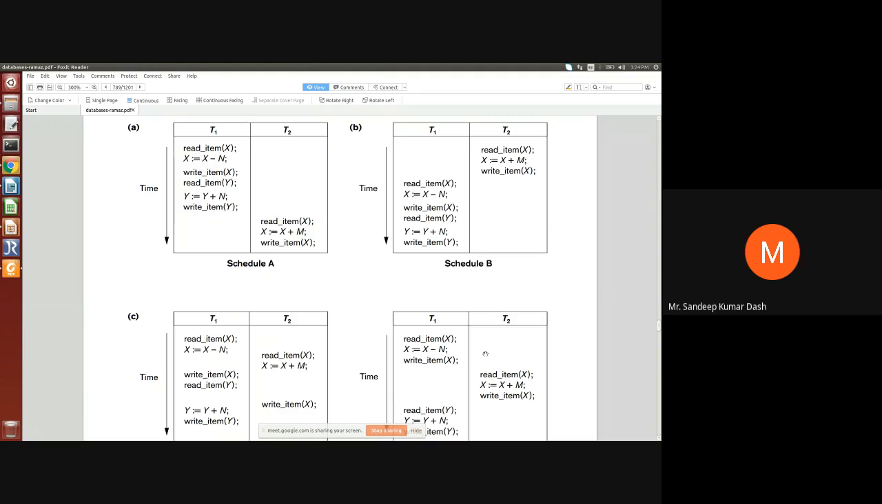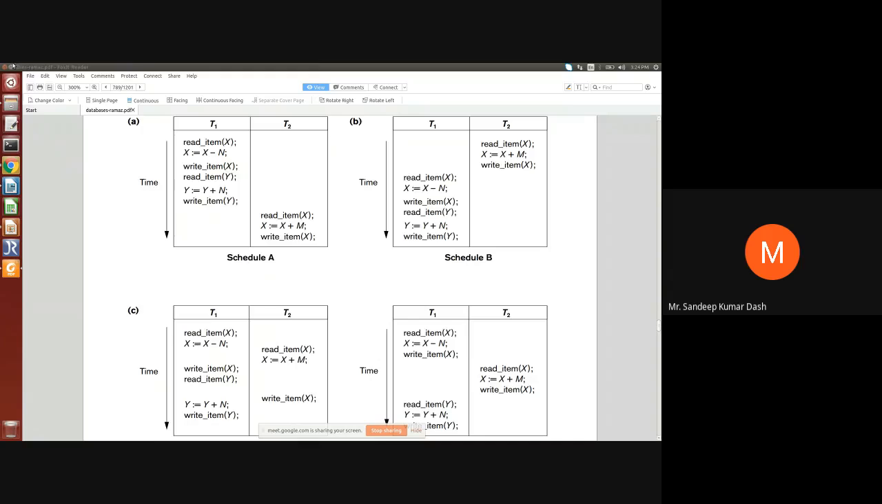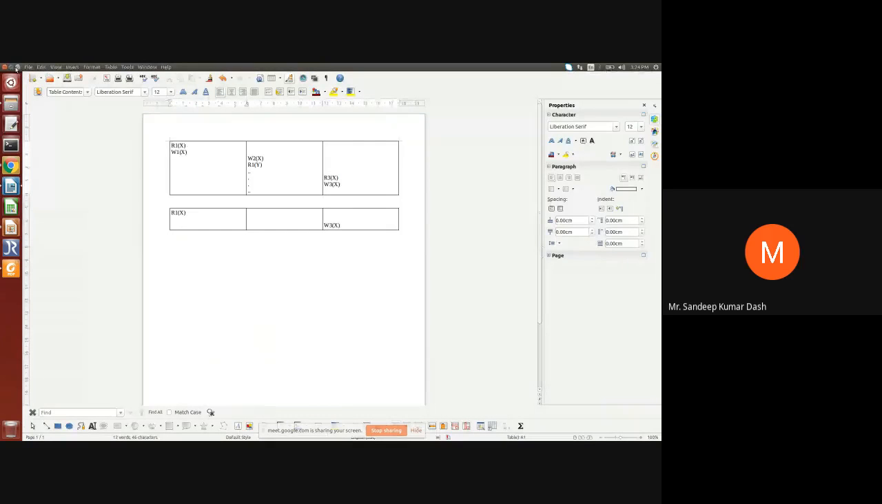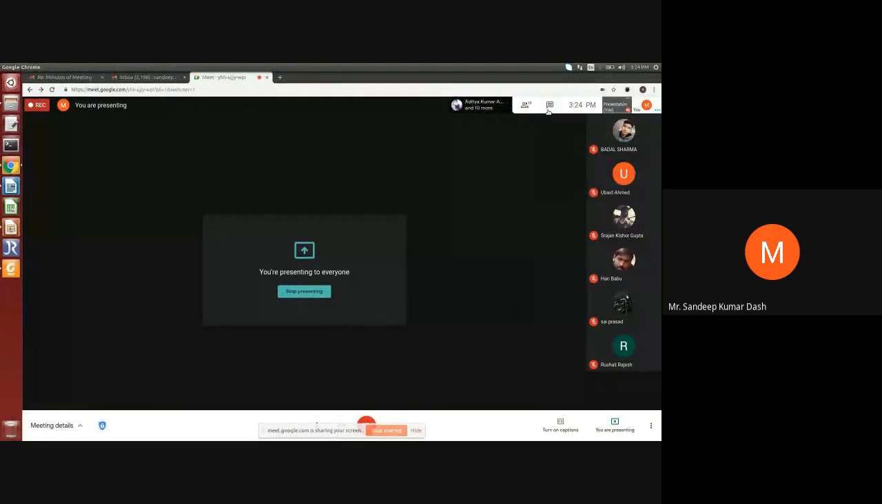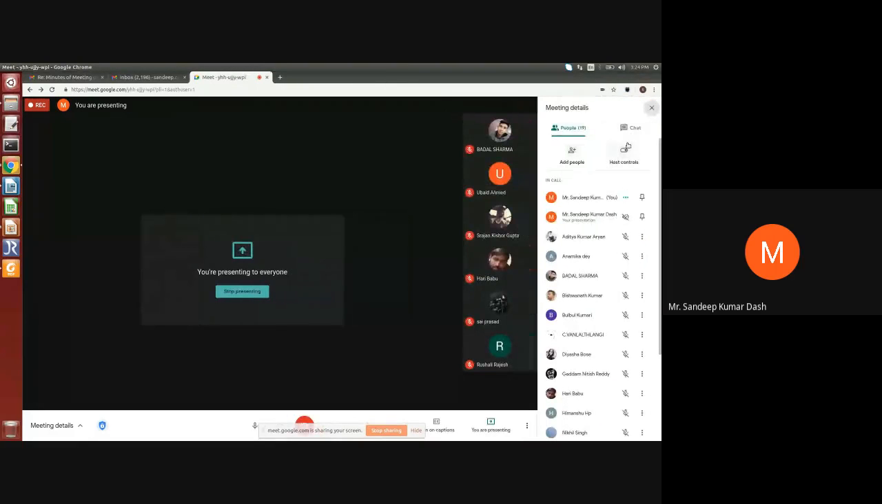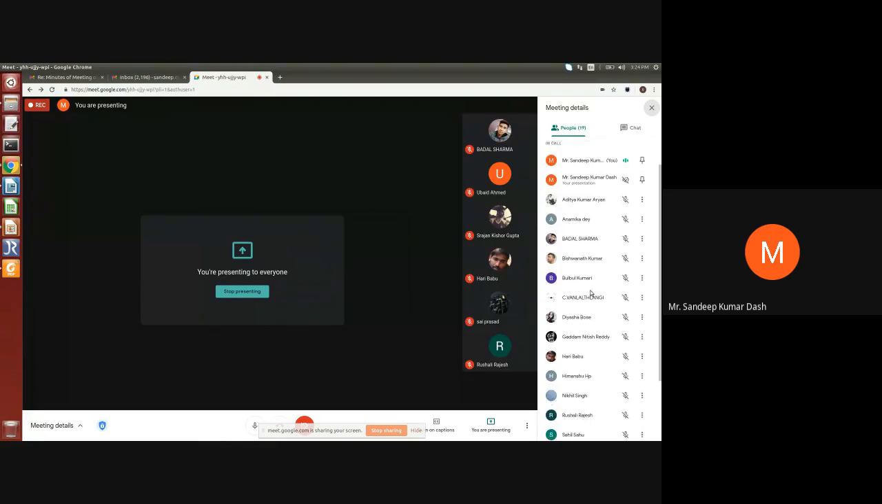Okay. Now check these two, whether these two are view serializable. I guess anyone saying any answer? My earphone is probably not working properly. I cannot hear. Any answer from anyone?